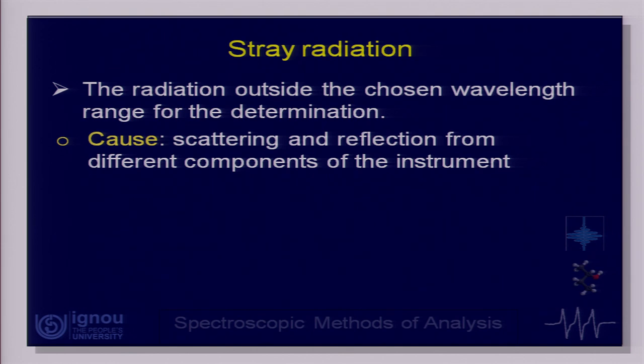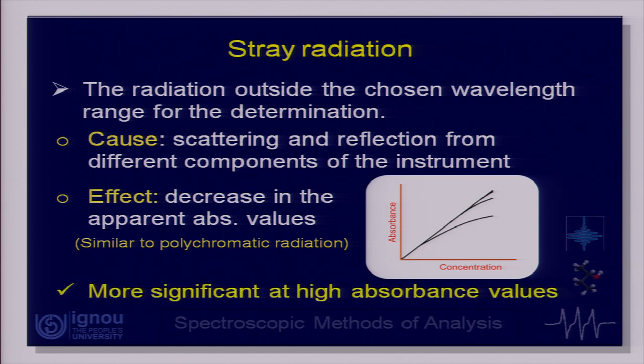So, essentially what happens is these stray radiations also have certain absorptivity. As a consequence, the observed absorbance values will be different from what I expect from the system. So, there will be deviations similar to what we had in the case of polychromatic radiation.